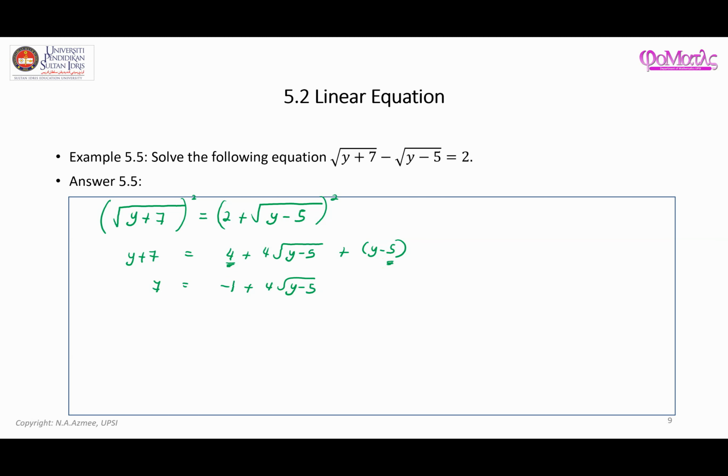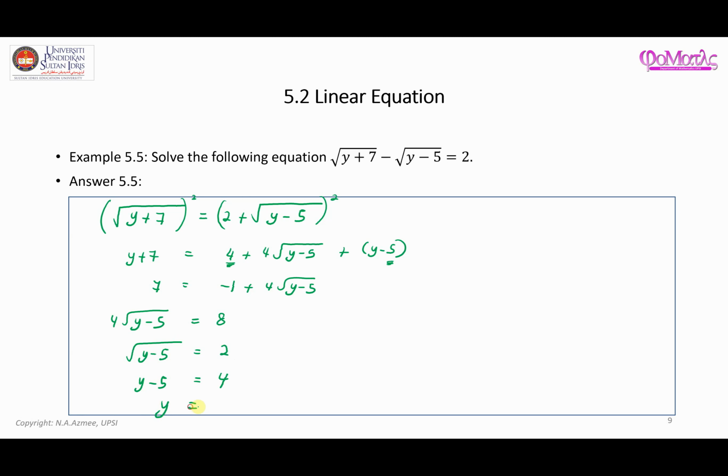Okay, so next let's put y on the left-hand side. So I will have 4 times the square root of (y - 5) is equal to 8. Therefore, the square root of (y - 5) is equal to 2. y - 5 is equal to 2 to the power of 2, which is 4, and so y is equal to 9.